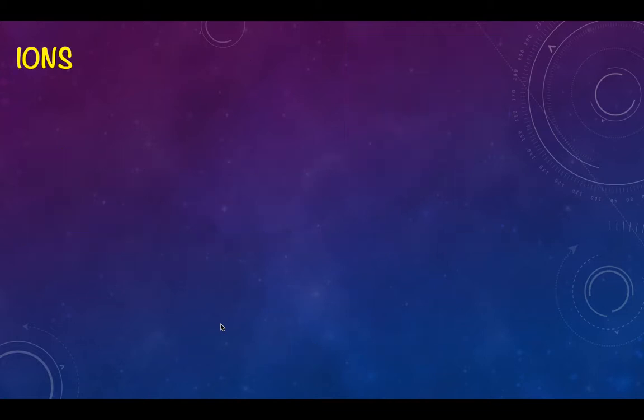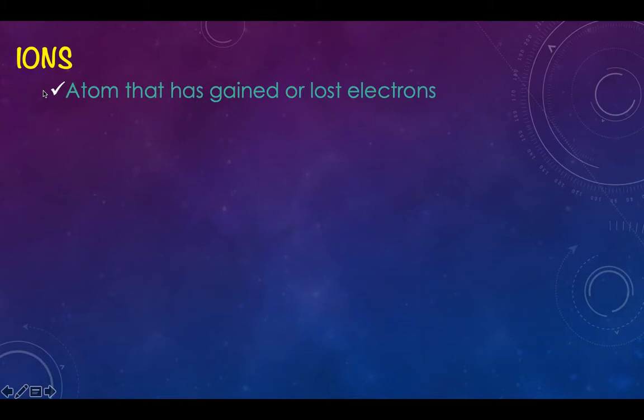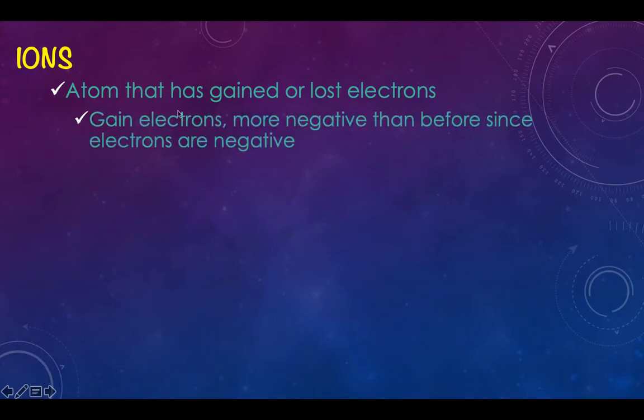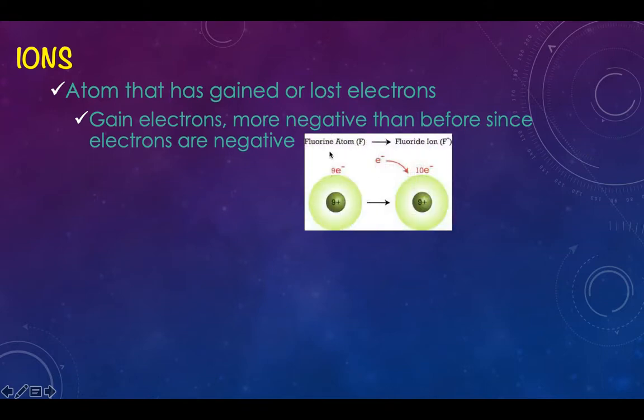Now let's talk just a little bit more about what an ion is. So this is a capital I. This is not the word lawn. So ions. So a definition of an ion is an atom that has gained or lost electrons. That's the key thing. If you gain electrons, the atom now is more negative than before, because remember, electrons are negative.